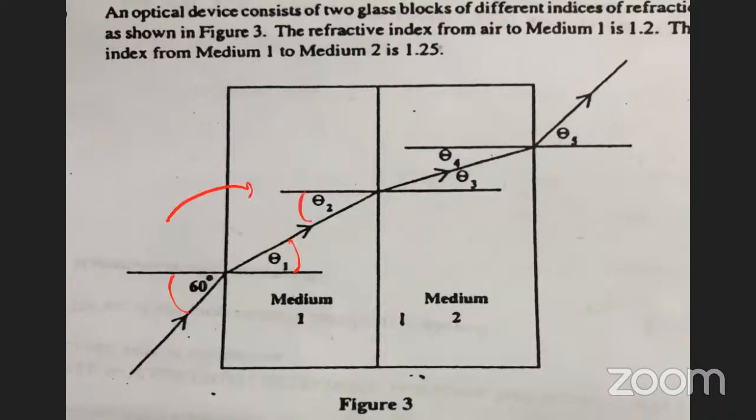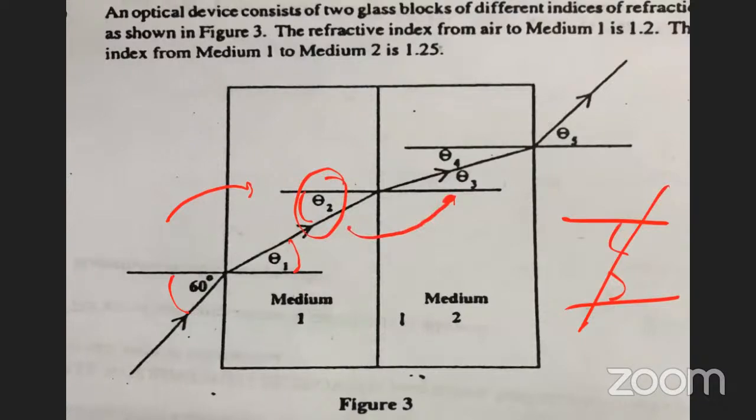What would be theta 1 and theta 2? It'll be the same thing, remember? Parallel lines, same angle, alternate angles here equal. Then, if we figure out theta 2, we can try to figure out theta 3 using what? Snell's law again, right? If we figure out theta 3, what will be theta 4? Same thing. And then theta 5 is what?